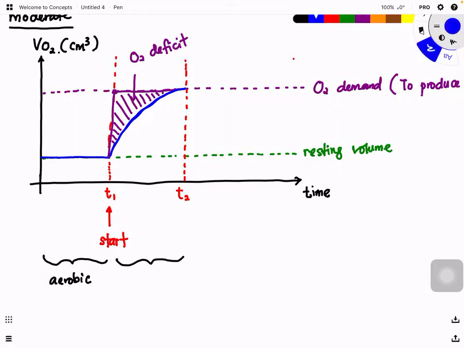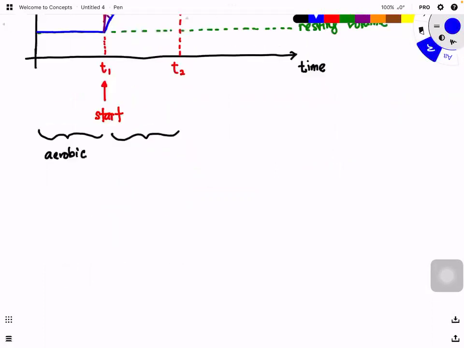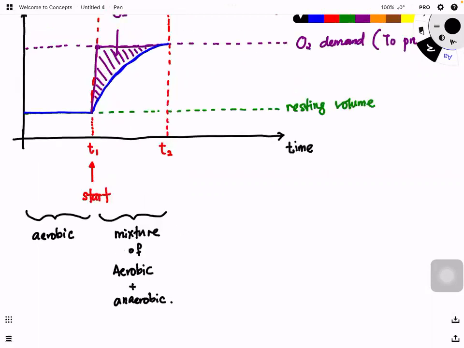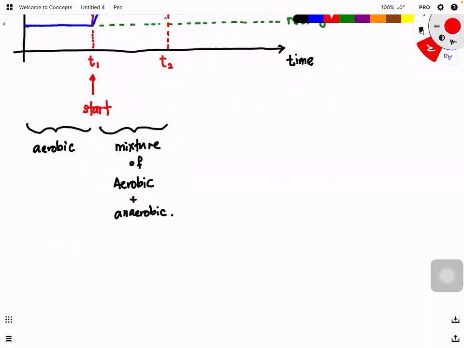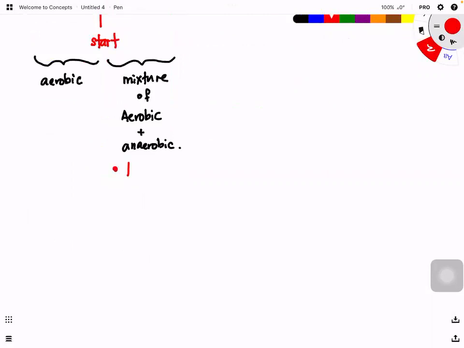But why can our body do this? Our body at this moment actually carries out a mixture of aerobic and anaerobic conditions until you meet the demands. You still do your work while you wait for the bank loan. So our body tries to adjust, to increase the supply. First, we increase the breathing rate.